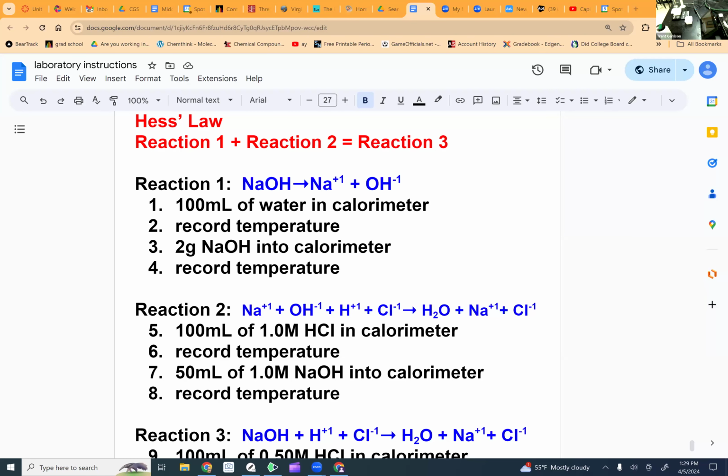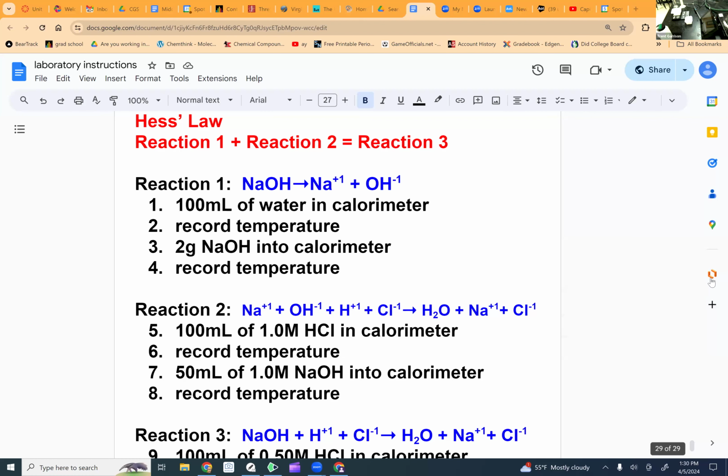All right, so as you can see from the reactions that we are going to do, the first reaction is going to be sodium hydroxide, and it's just simply going to ionize, dissociate into the sodium and hydroxide ions. We're going to do that by adding 100 milliliters of water and 2 grams of sodium hydroxide. We will measure the temperature before and after the sodium hydroxide is added. Then we're going to do step 2.